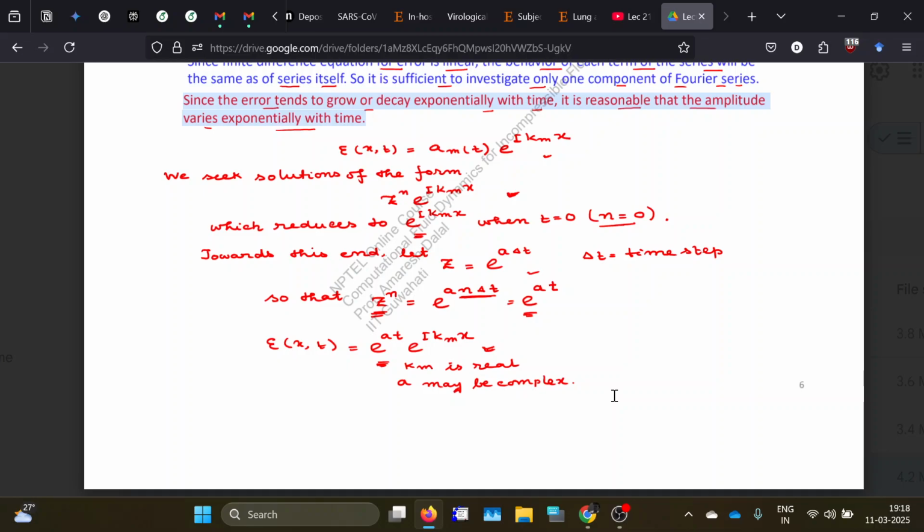So we move from time t1 to t2. It may grow, it may decay, and it may oscillate. What does oscillate mean? We will have to draw for that.